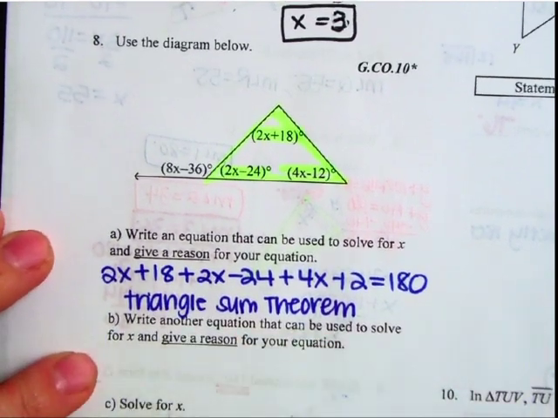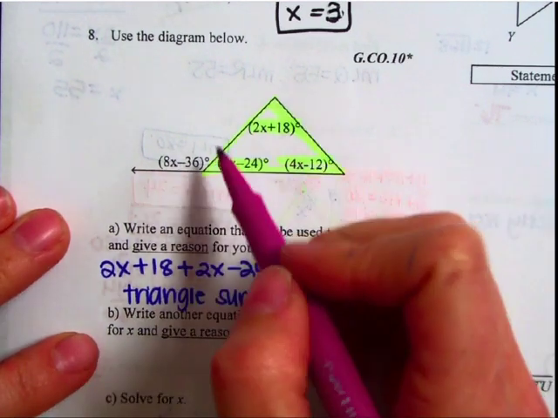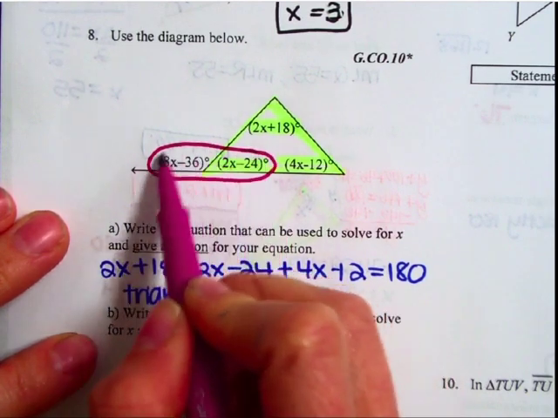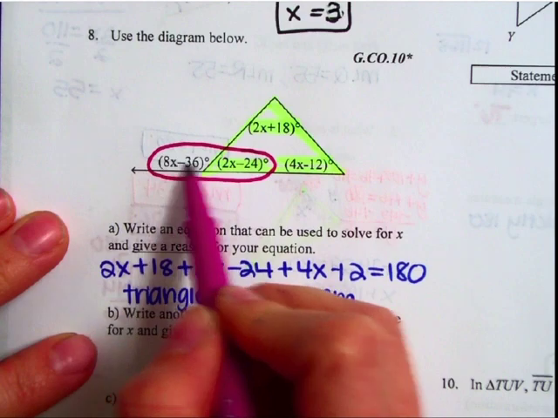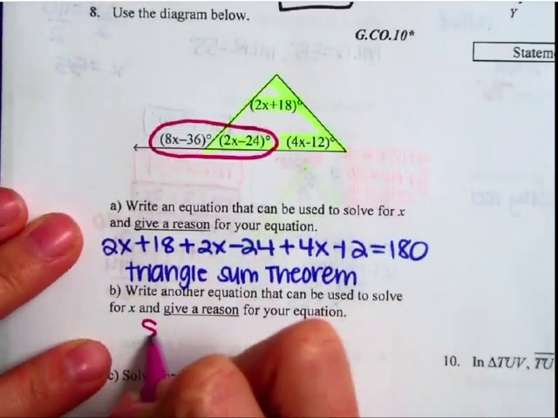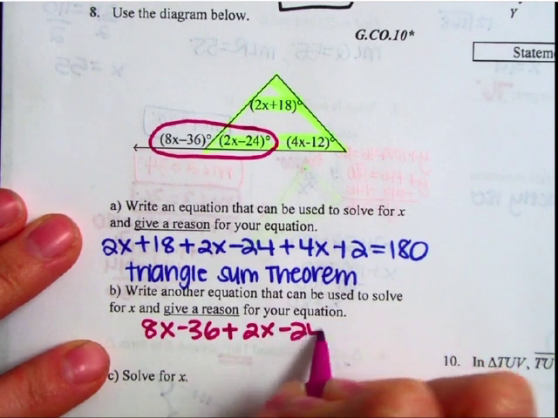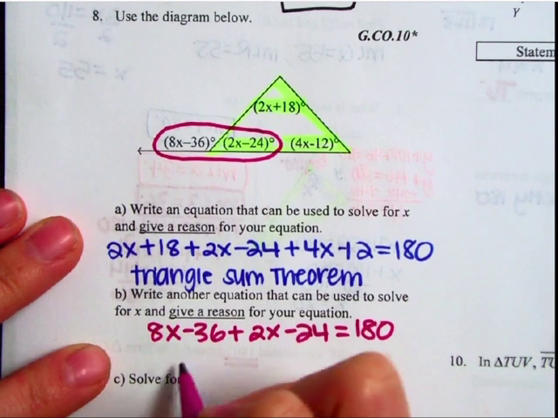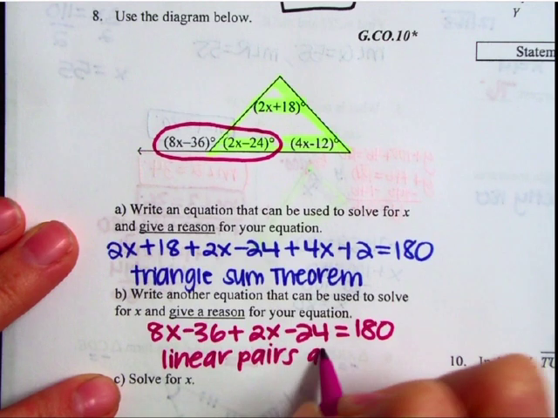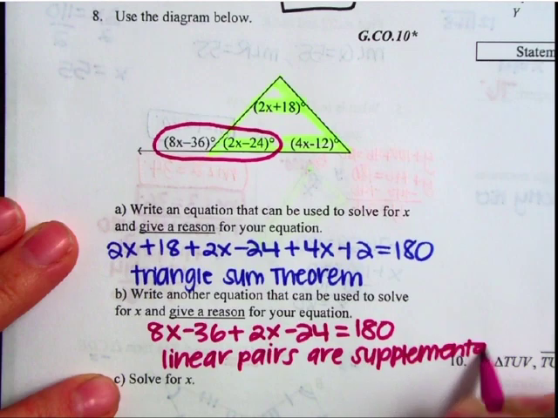Another equation that can be used to solve for x would be, if we go back to Unit 1, we learned about a linear pair. So what I just circled in pink, you can see that those 2 angles are forming this line. They're a linear pair, so we add them to equal 180 degrees. And my reason here, linear pairs are supplementary. Whoops, running out of space.